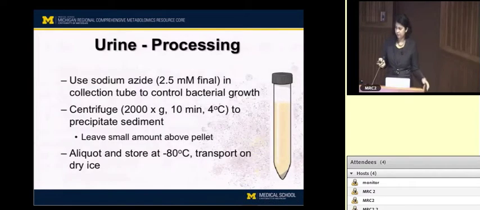When you process urine, you want to add a little bit of sodium azide, which prevents bacterial growth. I showed you a slide earlier on why bacterial growth is important. You want to centrifuge at a standardized spin rate and store at 4 degrees throughout. You want to remove the pellet, and don't go very close to the pellet while you remove the urine so that you don't get contaminants. Aliquot, store at -80, and transport on dry ice.